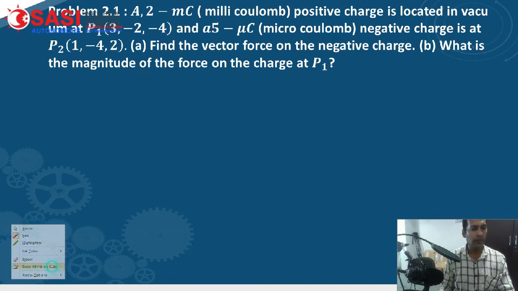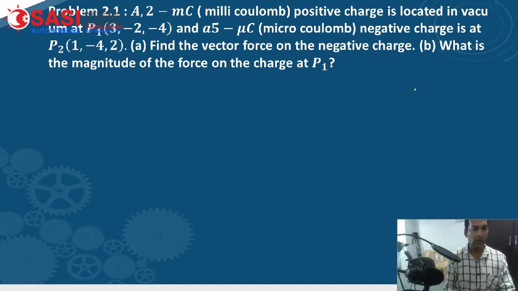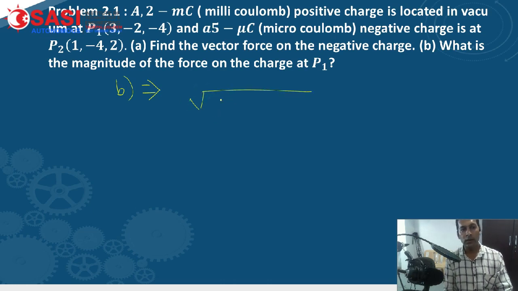Part B we have to calculate now. What do we have to find out in part B? The magnitude of the force on the charge at P1. How do we calculate any magnitude? It is nothing but a square root. Already we have calculated the force.